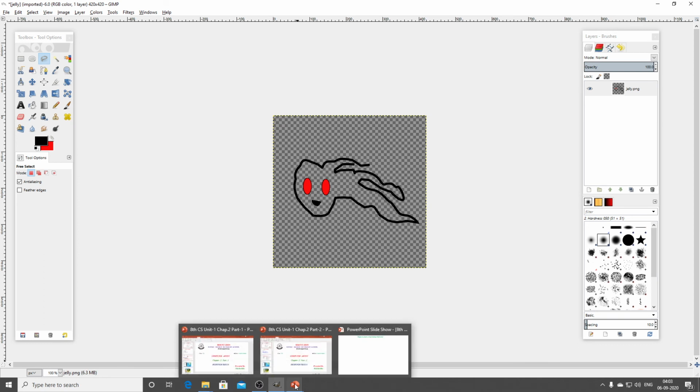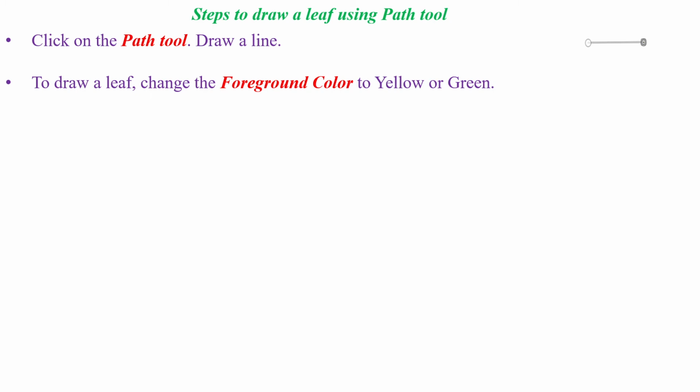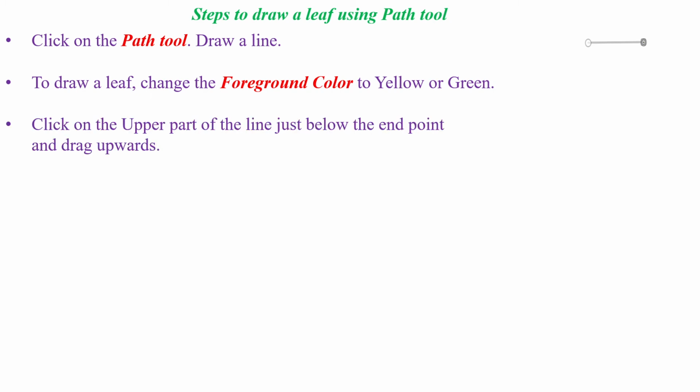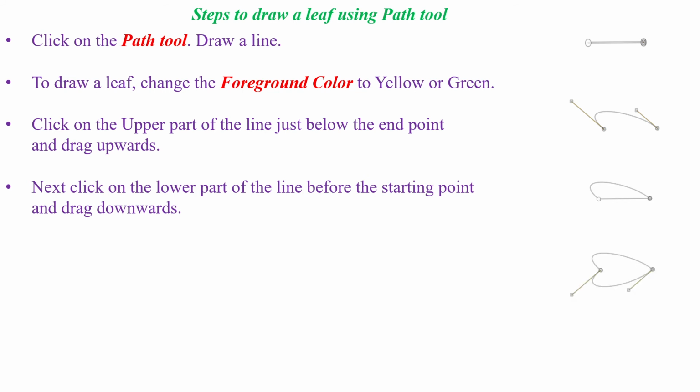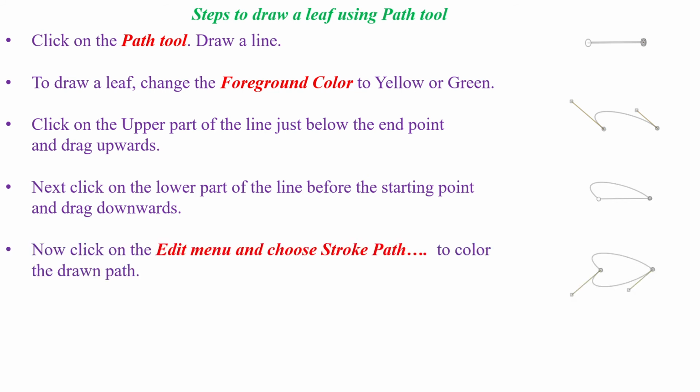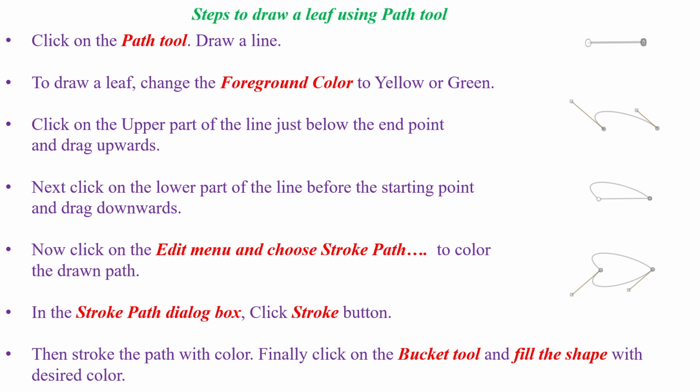Now I explain it with the help of PowerPoint. Let us see how to draw a leaf using the path tool. First, select the path tool and draw a line. To draw a leaf, change the foreground color as you wish. Then click upward to draw the upper part of the leaf, then drag downwards to draw the lower part of the leaf. Then go to the edit menu and click the stroke path option, and with the help of the bucket tool fill the shape with color.